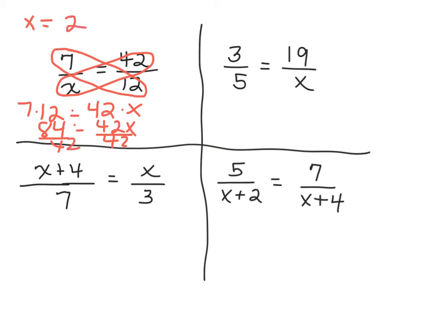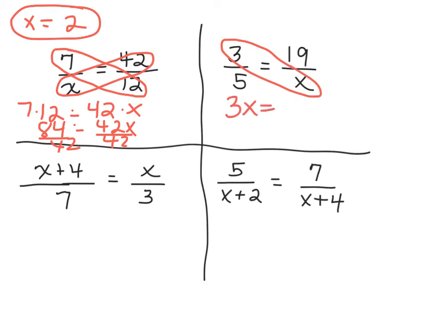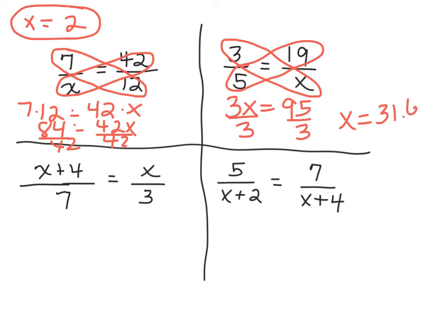I made that problem up. That worked out pretty nicely. Wow. Same idea in the next one. Now the x is in the denominator of the second fraction, but same idea. 3 times x equals 19 times 5, which is 95. Divide by 3, and x equals 31.6 repeating. Okay, so it's cross multiply.